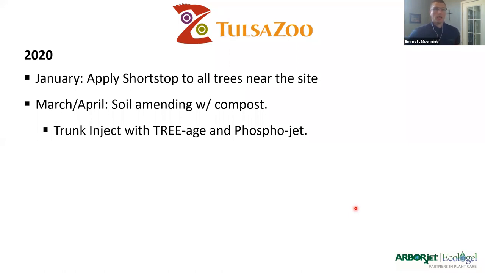March and April, I recommended that they hire a contractor to come in with an air spade and do some soil amending and apply the zoo's compost, because believe it or not, the zoo had some very good compost supplies from all the good animal poop that they collect out there. Also at that time, I recommended they trunk inject with triage and phosphojet, just like I showed you on that last slide. Unfortunately, we haven't been able to do this because of COVID. I haven't been able to get back down there to do that. We can still get to those treatments though.